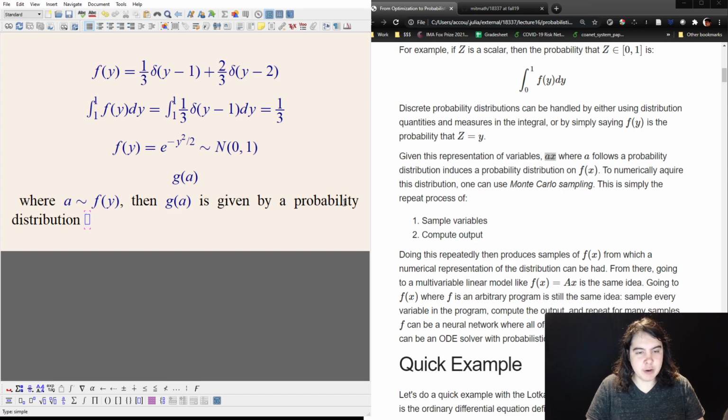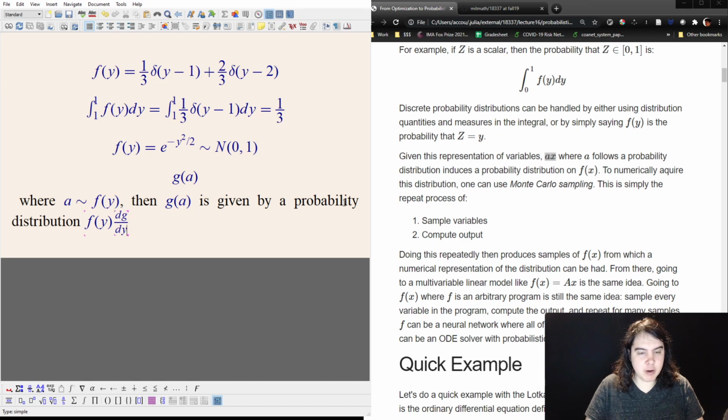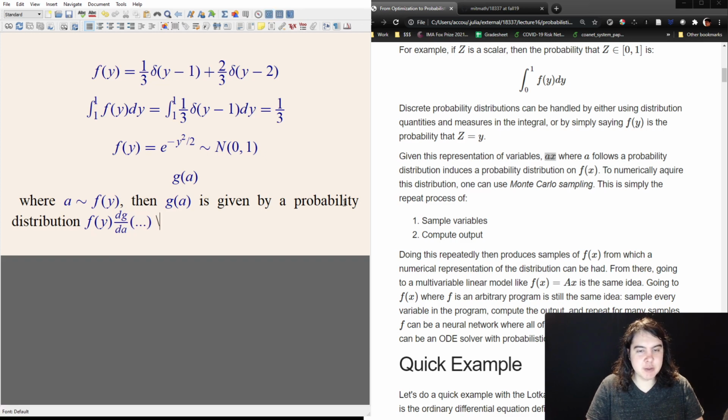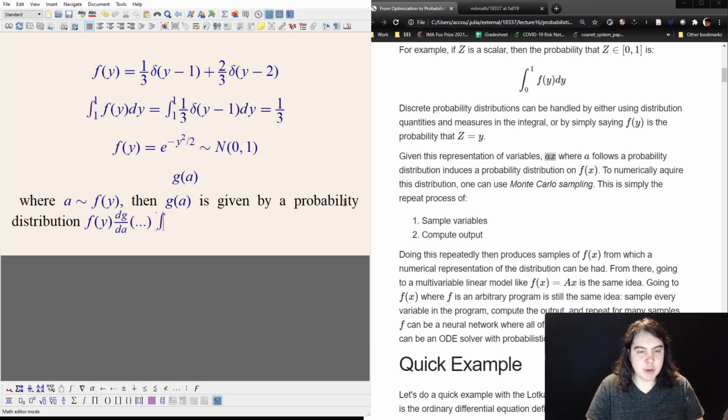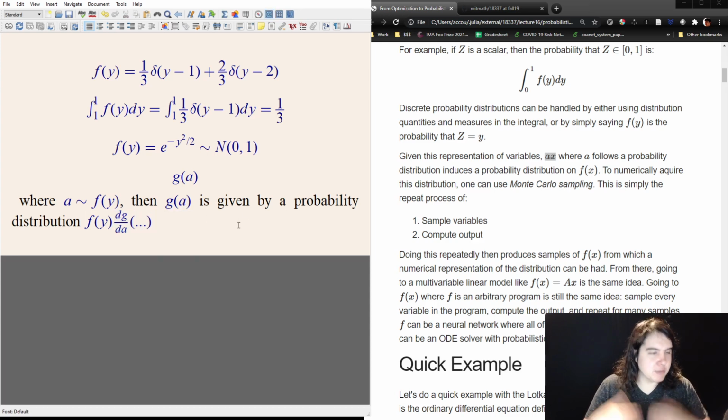Essentially, it's f of y times the Jacobian, dg dA at some point, and the reason is because this comes from the integral formula. If we want to talk about the probability distribution of g of A, then we would do the change of variables formula, which is where the Jacobian comes in. So you go back to calculus, and you can derive this quite simply.